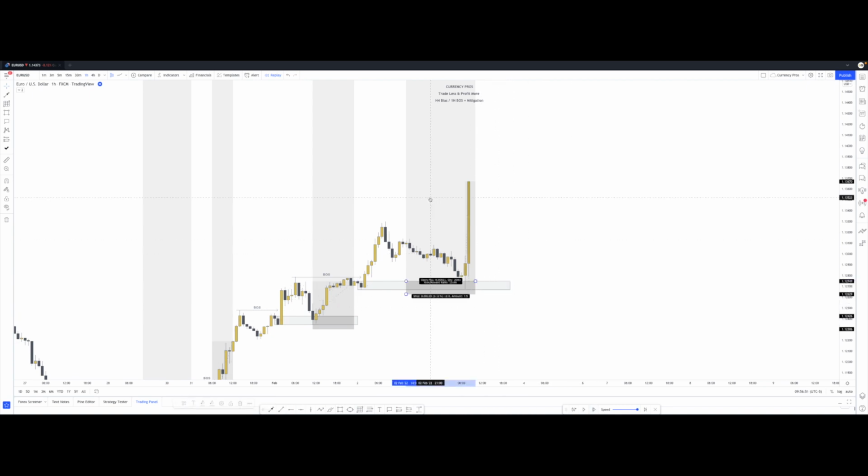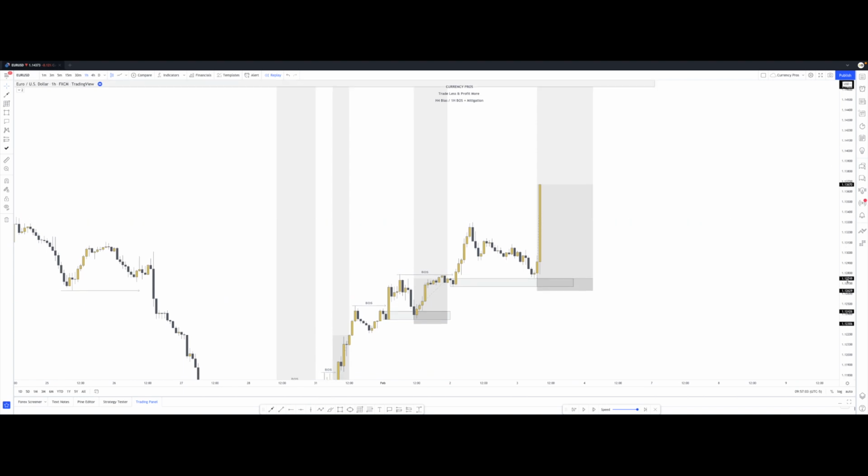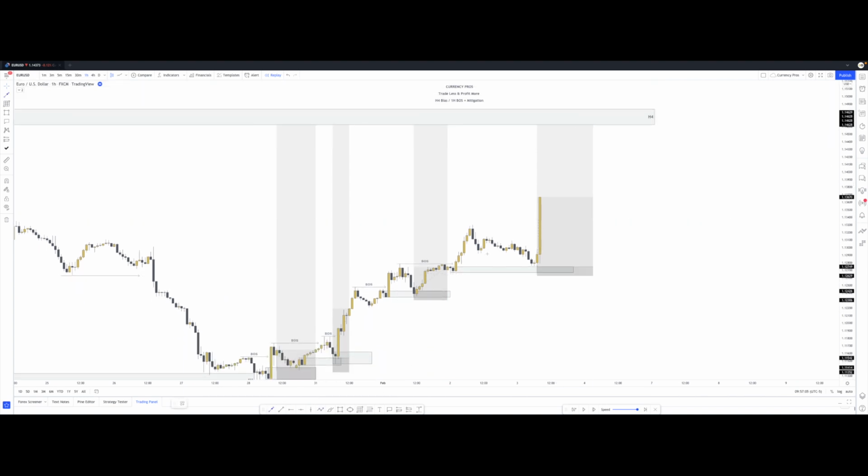Yeah, we sure do. Let me move this over. So this was most likely news driven. You only see candles like that are news driven. That's a very significant candle. It also represents another breakout structure, obviously.